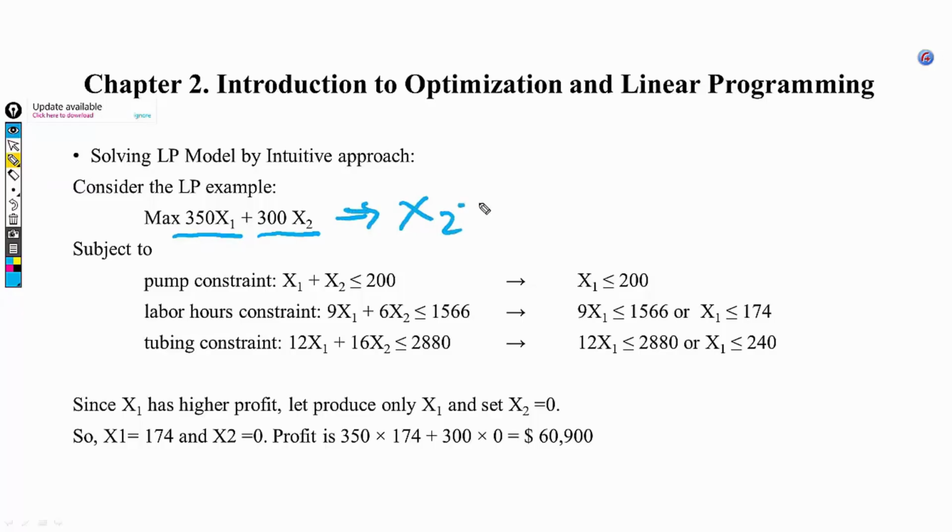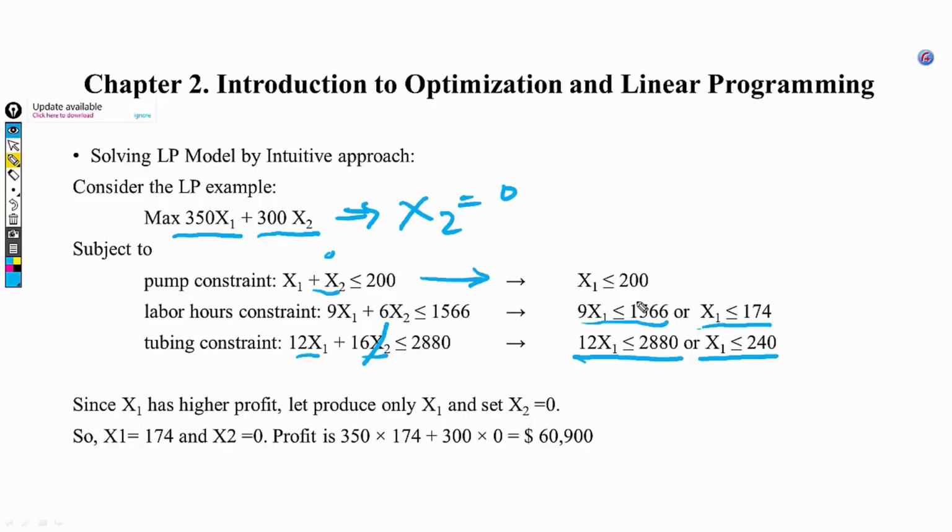It means that x2 is 0, and then I try to find the value of the x1. So if I put x2 0, this equation becomes x1 less than 200 because x2 is 0. And the second constraint, if I put x2 0 here, I got 9 times x1 less than 1566, or x1 is less than 174. And then for the third constraint, if I put x2 equal to 0, this term goes away and we have 12 times x1 less than this number, or it gives me this number.